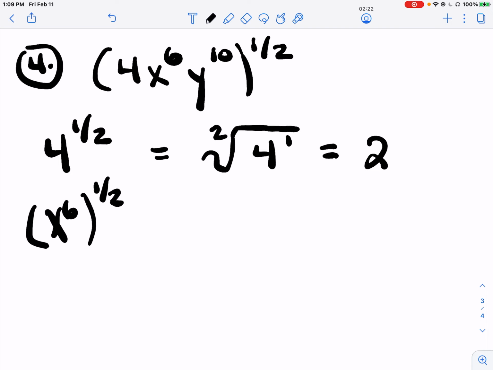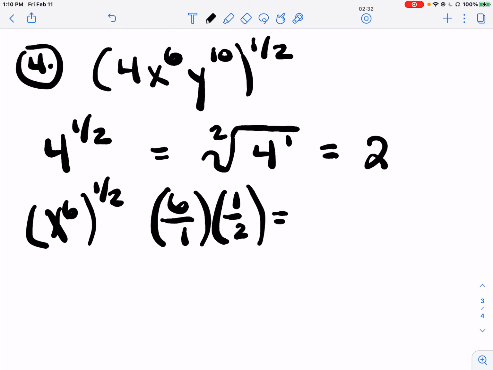Now when you have a power and another power, you multiply your powers. So we're going to multiply 6 over 1 times 1 over 2. Multiply straight across. Divide. So that means that's x to the third. Okay, we're figuring out the exponent.